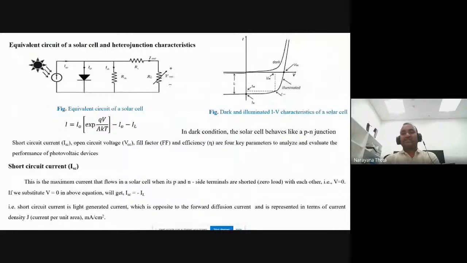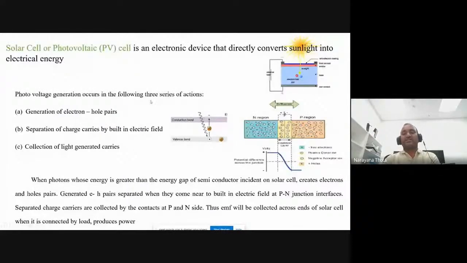So you can see the three series of steps. First, light falls on the semiconductor, then electron holes are created throughout the solar cell. Because this is p-type material and this is n-type material, because of diffusion, an electric field will be generated. This electric field will drive the created electron hole pairs towards the end contacts. One contact is this side, another contact is this side. Thereby, current will flow through the external circuit. This is about the solar cell. Three processing steps are involved in the generation of photovoltaic current and voltage.